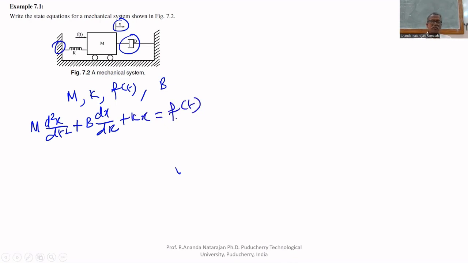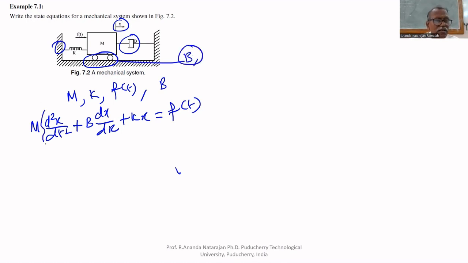How to represent this in state space? There is no friction given for these wheels. That's why it's not taken into account. Friction-free wheels, this we assumed. Therefore, B is another name for the b.